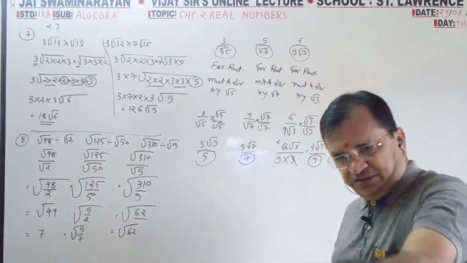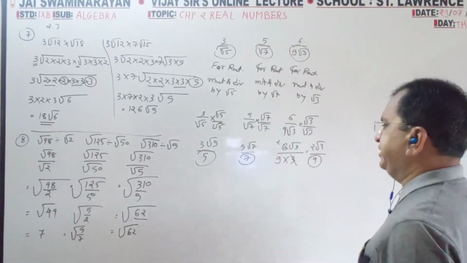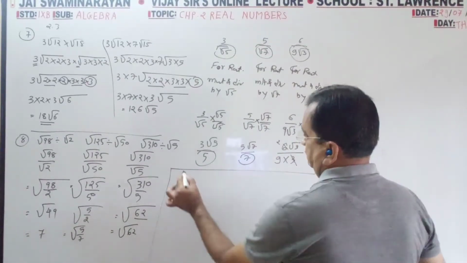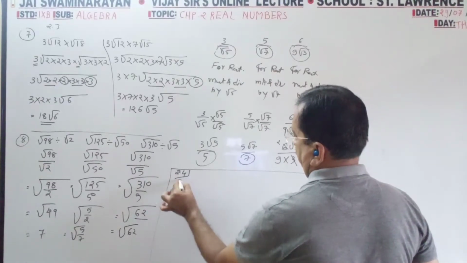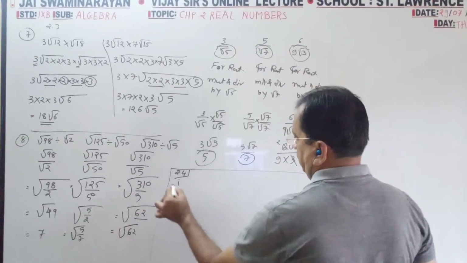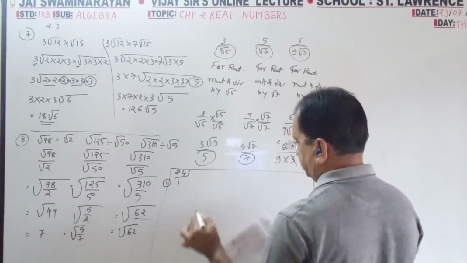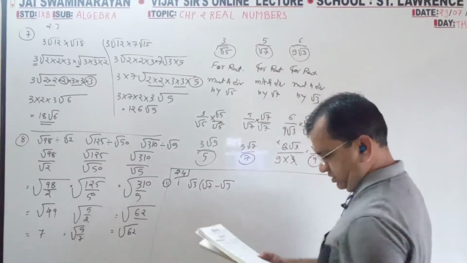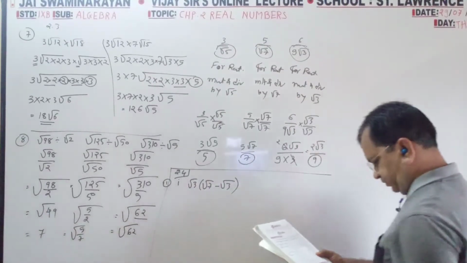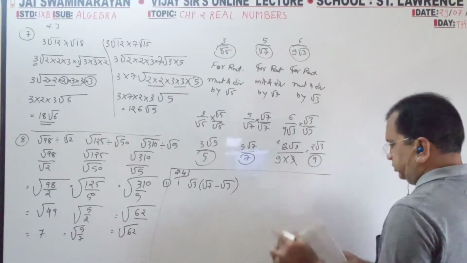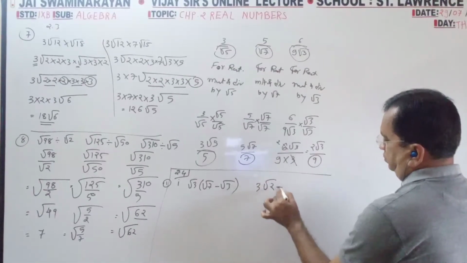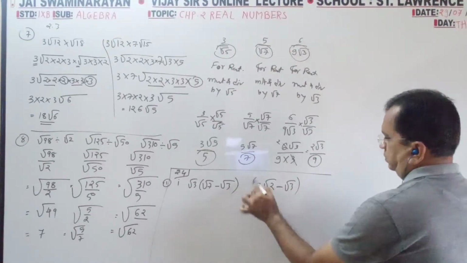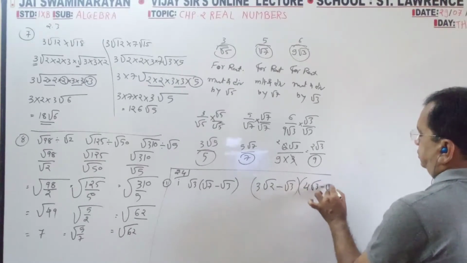Now multiplication and addition together. 2.4, first of first. Root 3, root 7, root 3. Then 3 root 2, root 3. 4 root 3, root 2.